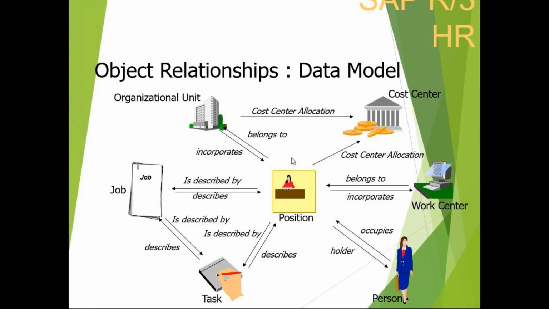Whenever you create an organization unit, it is O, right? And a cost center can be created by the finance people only. So that is K, work center with the A, person with the P, position with the S, task with the T, and job with the C.